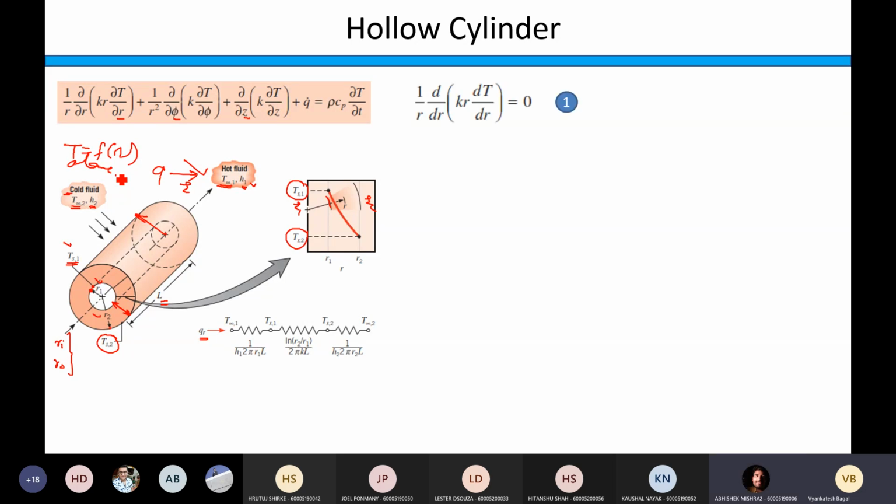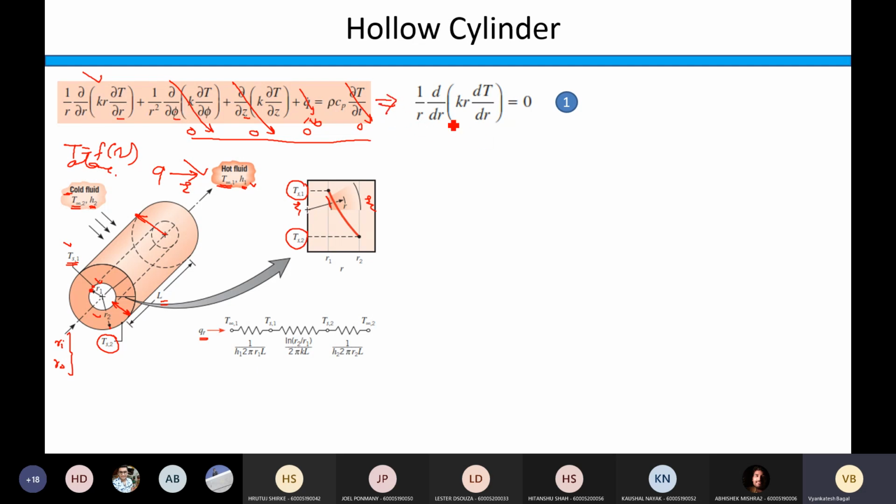Yes, sir. If you simplify this equation, when I say one-dimensional heat conduction, it means the phi terms will go out, and the z terms will also go out. And if I say no internal heat generation, then this term will be 0. And if I say steady state, this term will be 0. Correct? So when you make all those assumptions, you have only one term remaining, the first one. And the simplified form of the heat conduction equation will look like this.